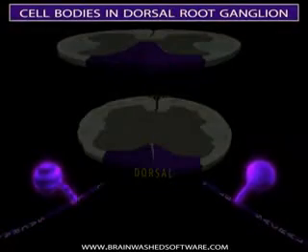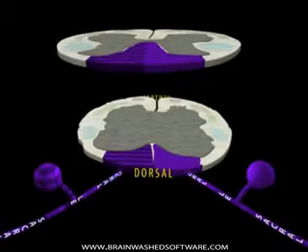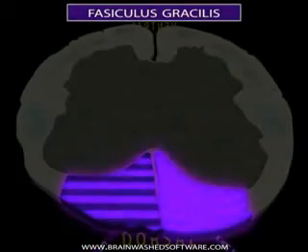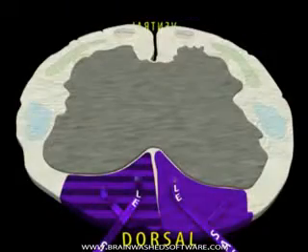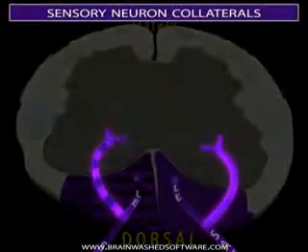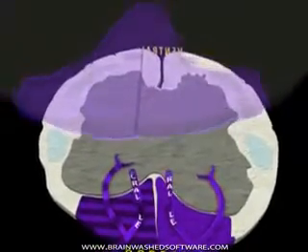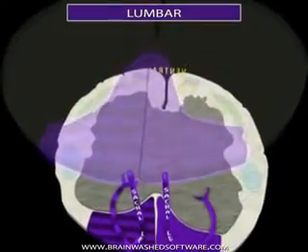Sensory neurons from the lower extremities enter the spinal cord and ascend in the dorsal columns in a bundle known as fasciculus gracilis. Collateral branches of these sensory axons enter the dorsal horns, where they synapse with interneurons that mediate reflex activity, such as the stretch reflex.